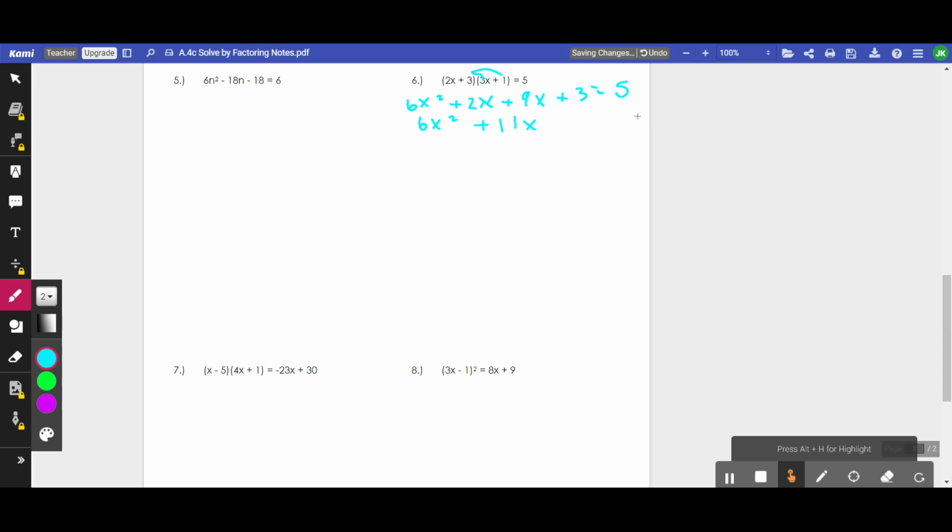I'll just bring this stuff down. I was trying to skip stuff. Okay. Then you have plus 3 equals 5. And then you should subtract the 5 because you want everything on the same side then. So 6x squared plus 11x, and then you'll have negative 2 there equals 0.